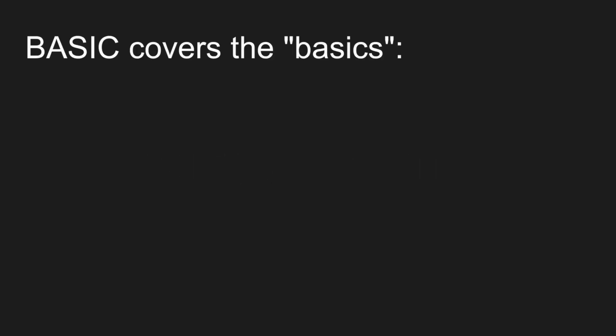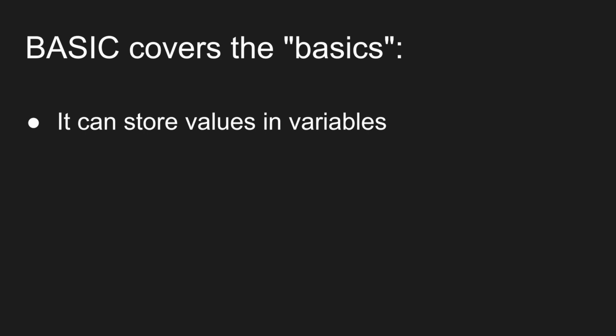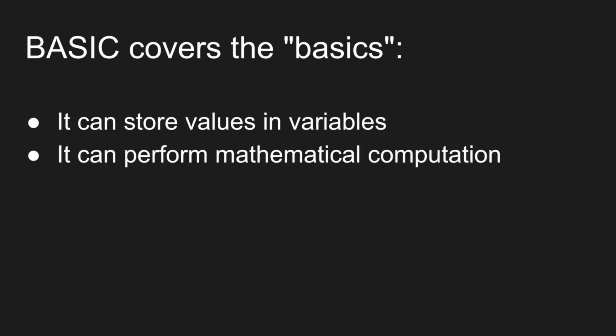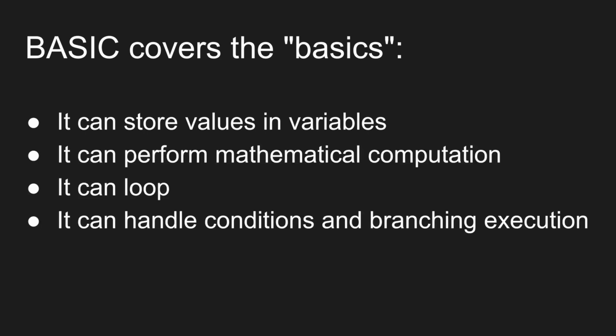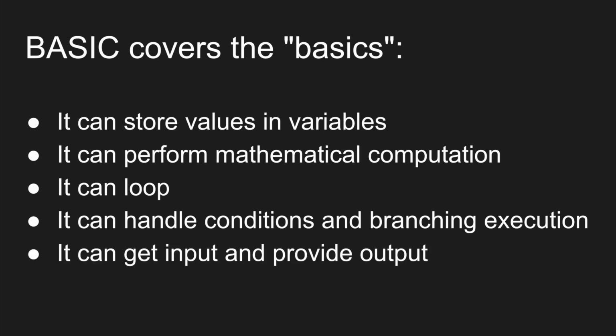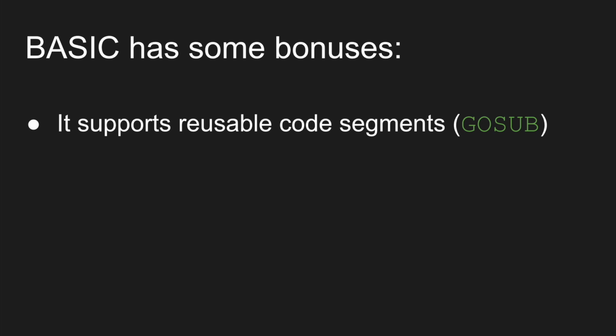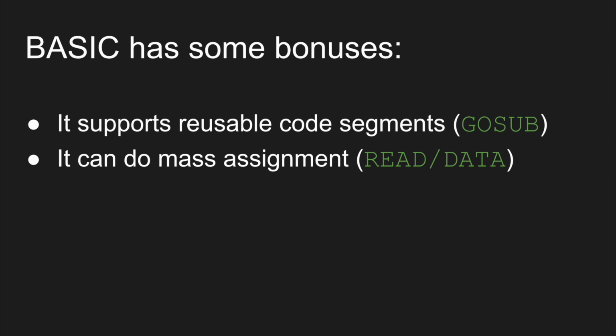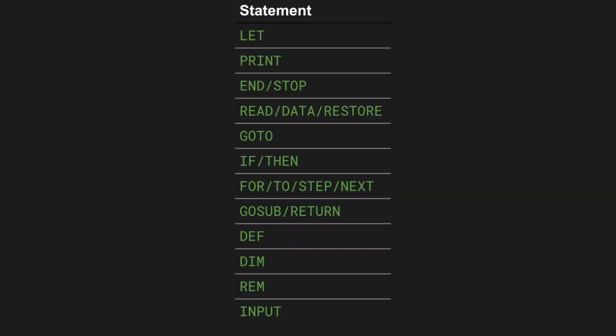So what was BASIC's value as a programming language? BASIC in its early forms was, well, basic. But it had the key things needed to write a program. You can store values in variables, you can do math, you can loop, you can handle conditions and branchings, and you can get input and provide output. In addition, it provided a rudimentary way to build some repeatable code segments via subroutines, and offered a way to do a form of mass assignment via data statements. Commands are well named, and the syntax is English enough to be reasonably readable.